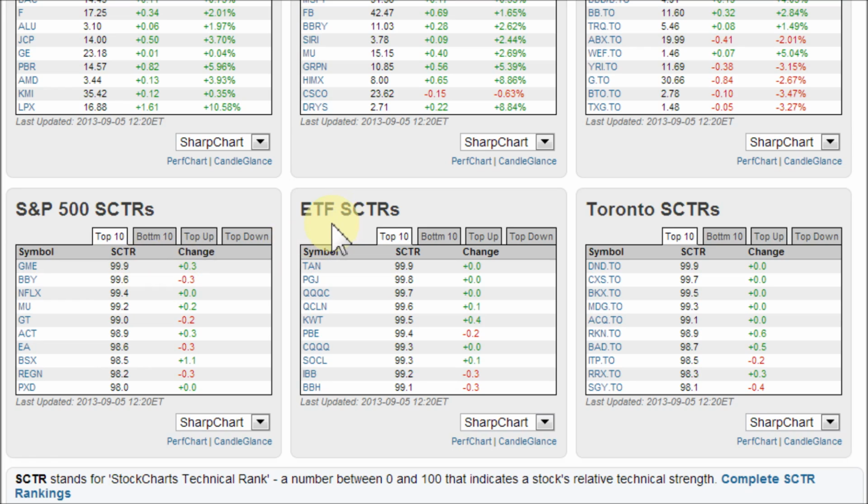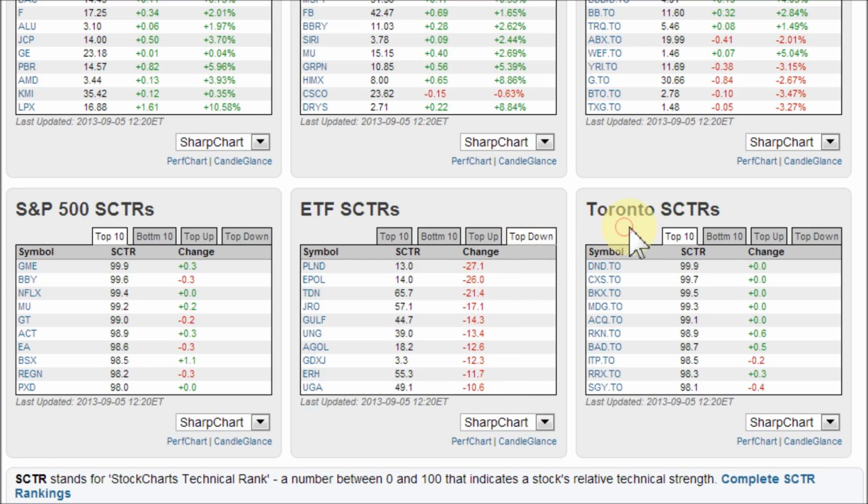Now, scooters does not use the leveraged or inverse ETFs because that skews the readings. But these are all of the top 10 ETFs on the American market. You also have the bottom 10, the top up, which means which of these ETFs, out of all of them, is up the most on a percentage basis, and top down means which of the ETFs are the biggest losers on a percentage basis.